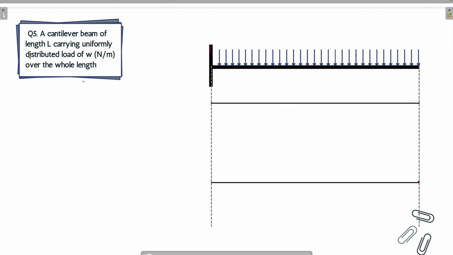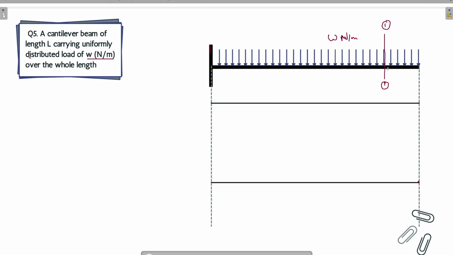So here comes the next question. A cantilever beam of length L carrying a uniformly distributed load of W Newton per meter over the whole length of the beam. Now here comes a question where the loading is not concentrated, rather it is uniformly distributed. What does it mean? It is W Newton per meter. For each meter, it has an intensity of W. So let's do the same thing. Let's cut a section over here. Let the section be 1-1.